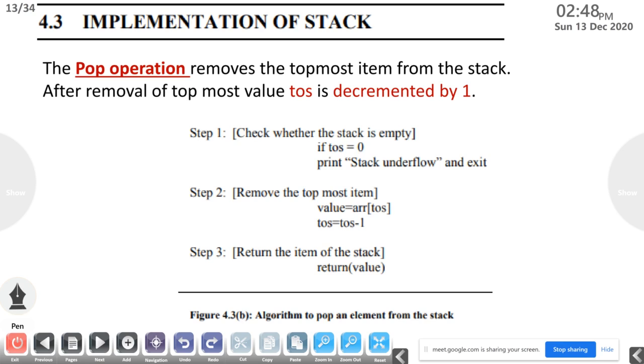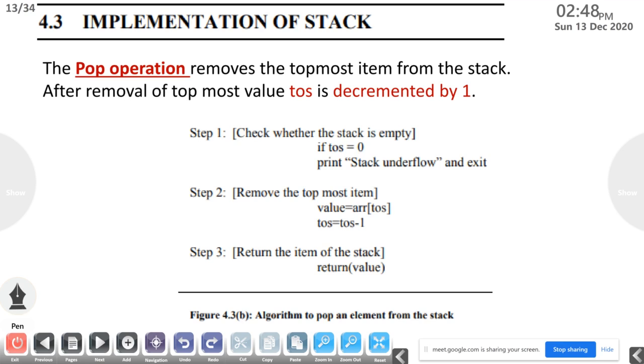So this is the algorithm. First step, check whether the stack is empty. That is the first step. We know that when the TOS equal to 0, then the stack becomes empty. So first we want to check whether the stack is empty. How we can check? If TOS equal to 0. Because it is an algorithm, we can use equal to.